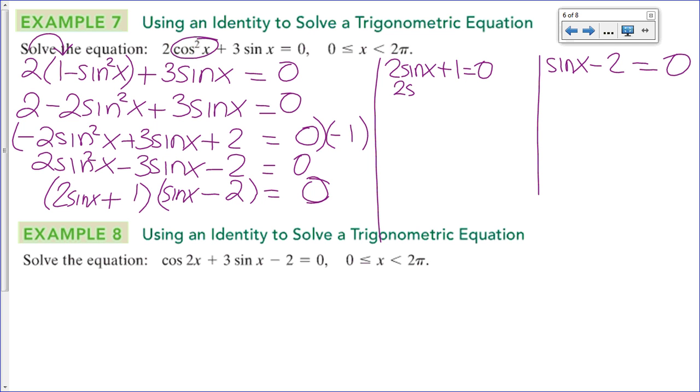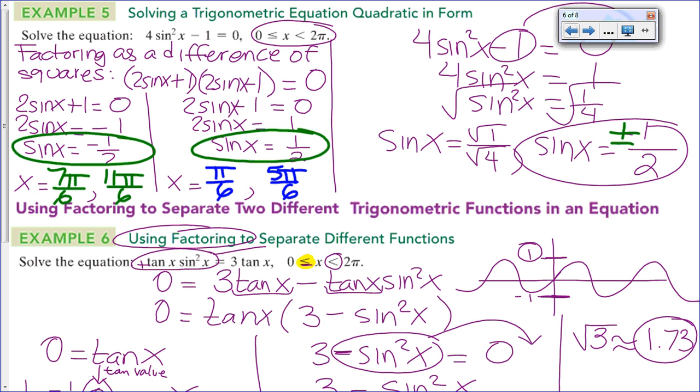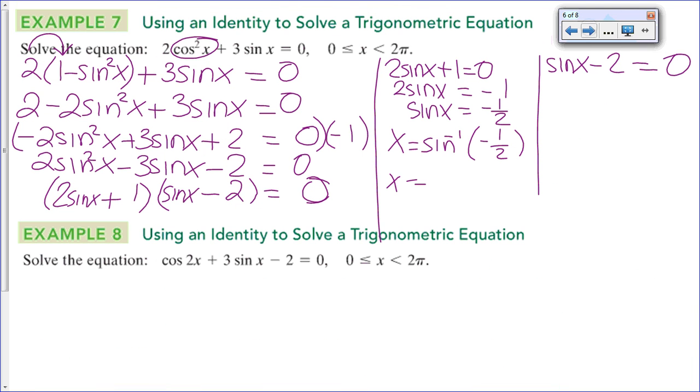So 2 sine x is equal to negative 1. That makes sine x equal to negative 1/2. And so x will be the sine inverse of negative 1/2. And so in that case, we already have the solutions for that, right? What would that be? We have them on the previous page. Right here. 7 pi over 6 and 11 pi over 6.